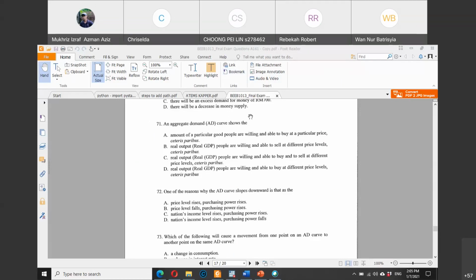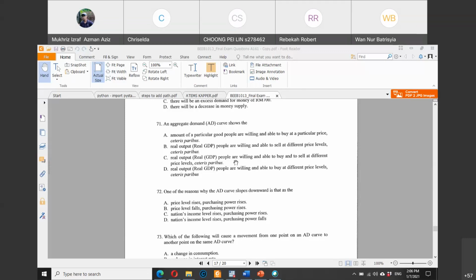Question 71. I think the answer is quite obvious. It should be D: the real output value, the real GDP that people are willing and able to buy, because this is on the demand side. So it's not about selling. Selling has nothing to do with aggregate demand.